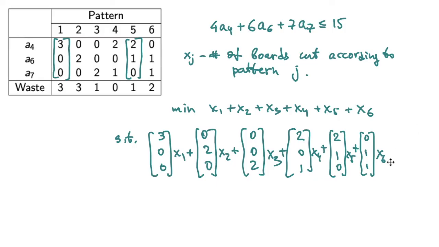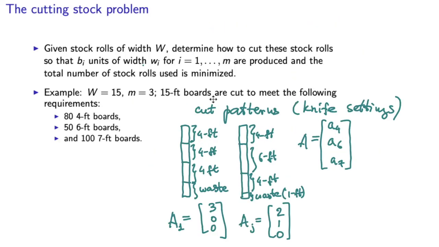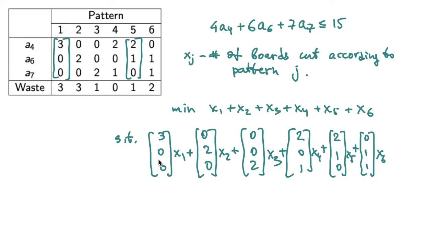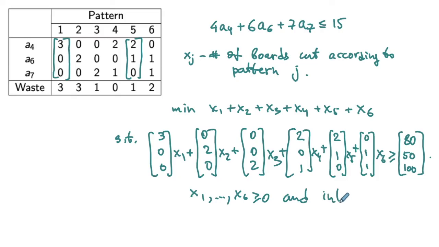And now the quantities of each type of boards that we need are given on the previous slide. So they're 80, 50 and 100. So we need to have at least this many pieces of each type. And of course we require all the variables to be integer. So x1 through x6 are non-negative and integer.